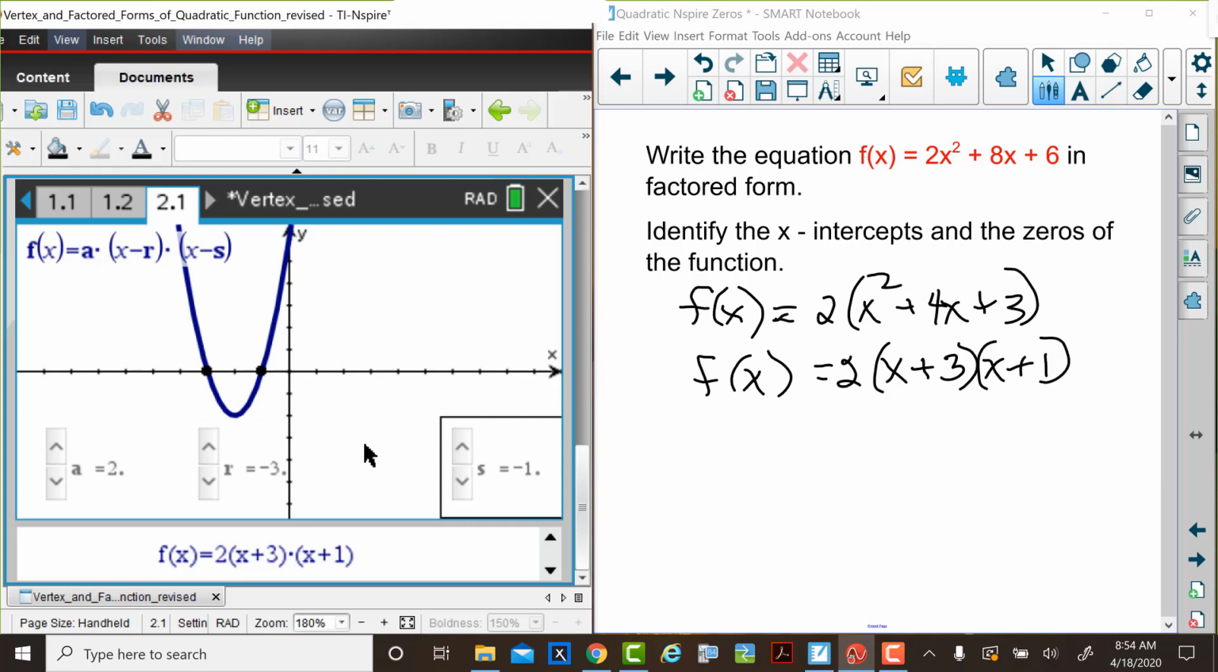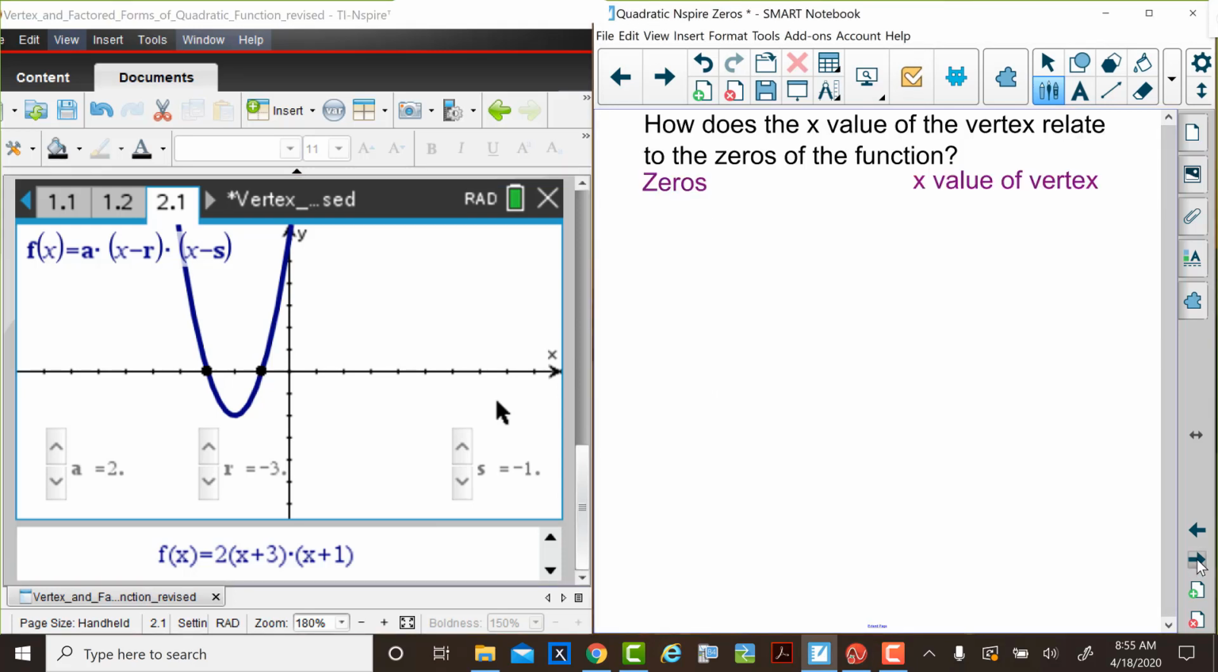So looking at this graph as we did a moment ago, how do you think the location of the vertex relates to these zeros? We had a little hint of it on the last graph, but we didn't really go too much in depth with it. Right here, it appears that the x value of the vertex is at -2. You could confirm that algebraically using your equation on the right. And how does that relate to our two zeros?